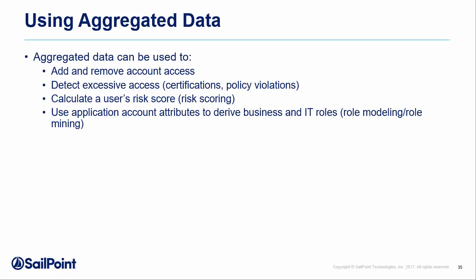Once you have aggregated account data from the applications you are interested in, you can use that information in various processes in IdentityIQ. You can manage the access a user has by adding and removing system rights to their accounts. You can certify your users. You can ensure the access they have is appropriate and in compliance with company policies. You can calculate and monitor risk scores for users. And you can establish a role model using role mining.